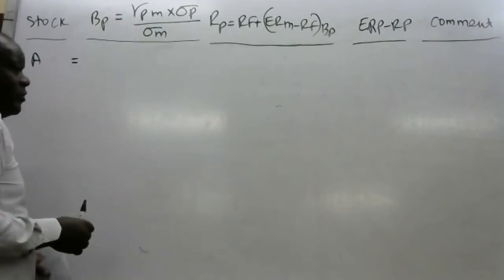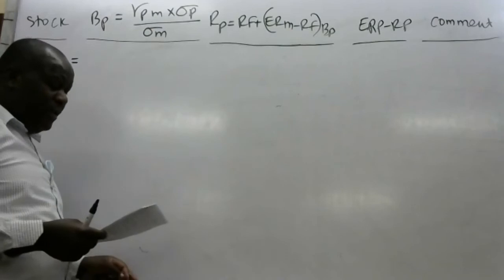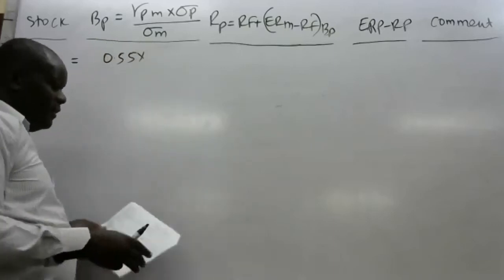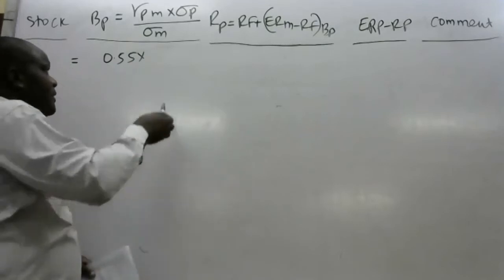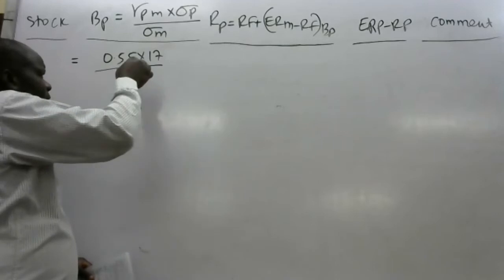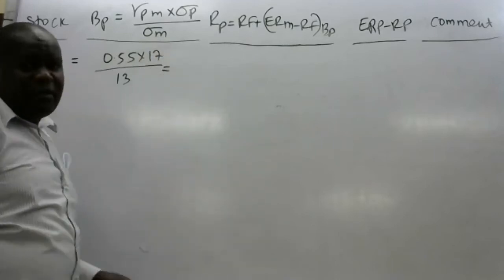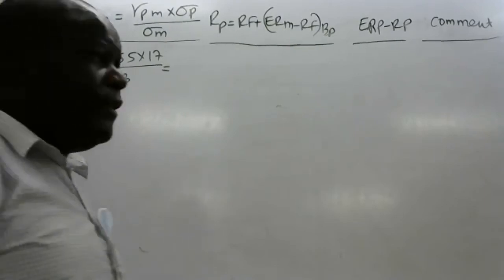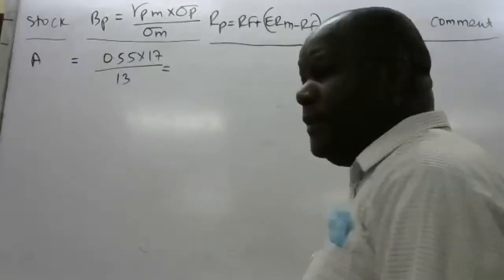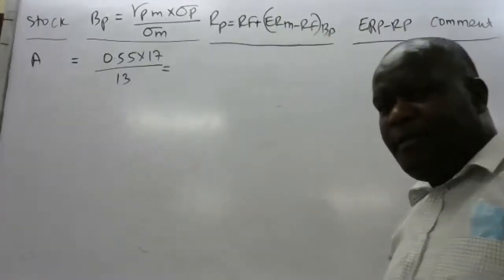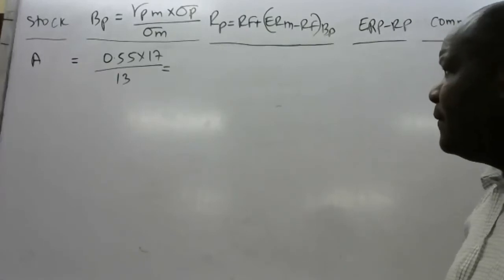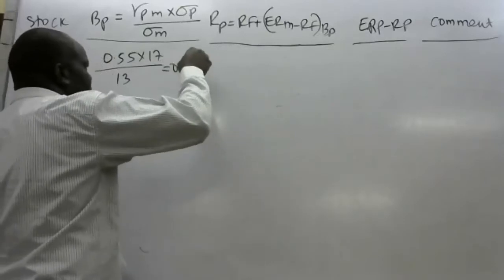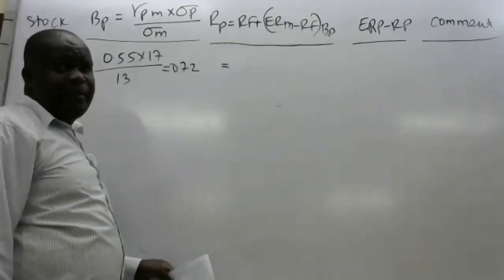For the correlation coefficient, you can see in the question they had given us the correlation with the market. This correlation for A is 0.55. Then the standard deviation for portfolio M is 17, and the standard deviation for the market was 13. We had already calculated that figure. Round it off to two decimal places and see the value we get. It gives us 0.72.